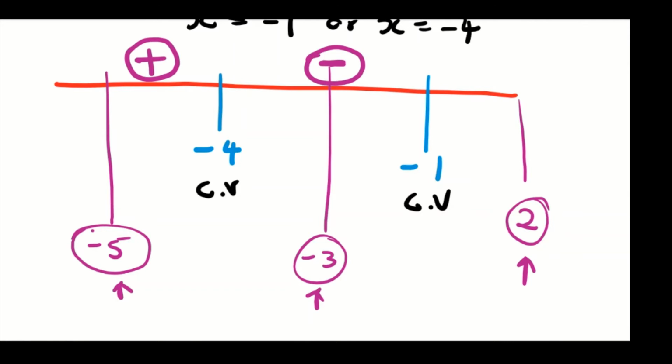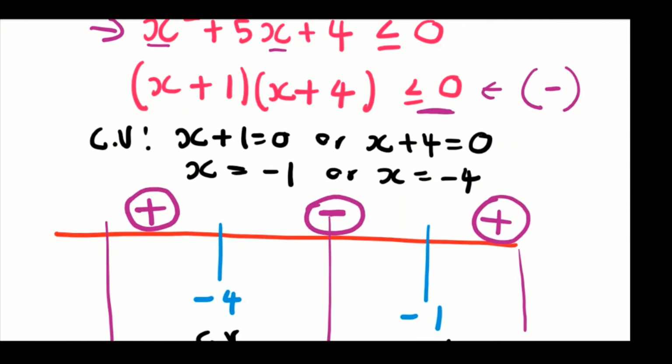And I also substituted my positive 2, rather this positive 2 here, and I got positive solutions of y, meaning that any value of x that is greater than our critical value of minus 1 will give us a positive solution of y. And remember that we are interested in the negative solutions of y, right? Since we have an inequality sign of less than or equal to 0, right?